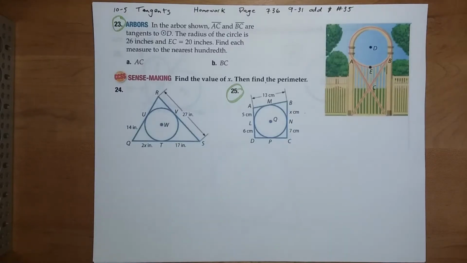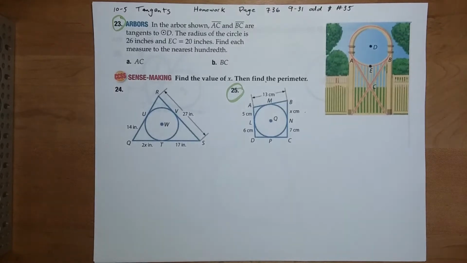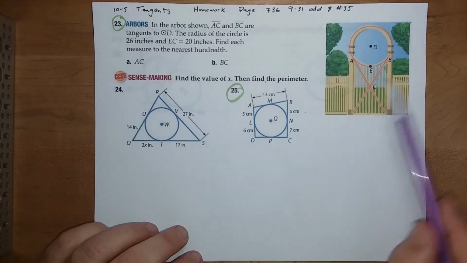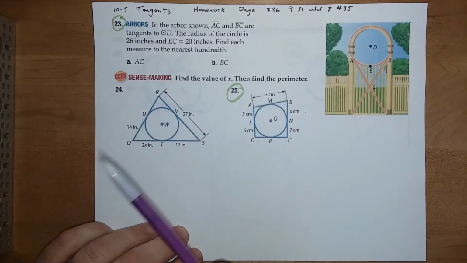Alright guys, let's review some of these homework problems from lesson 10-5 on tangents. This is the homework from page 736. We had a few questions we wanted to go over. The first one is number 23. It goes along with this sketch here, arbors.